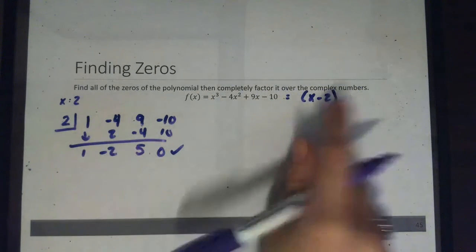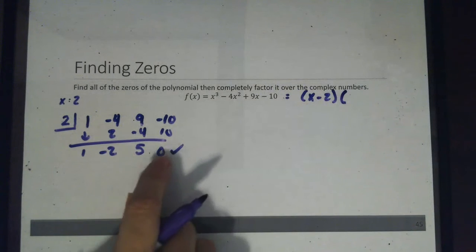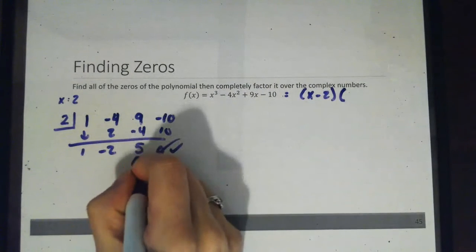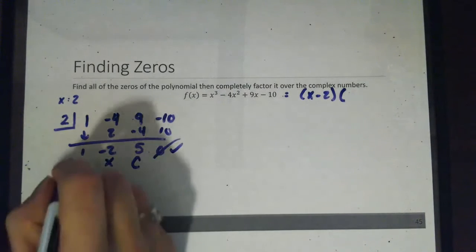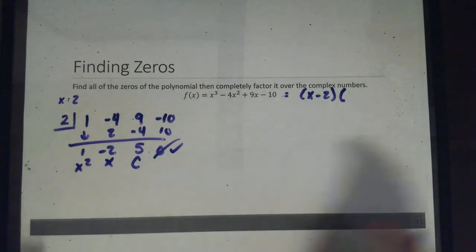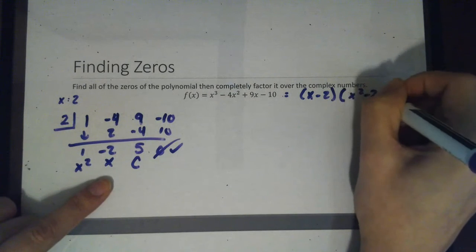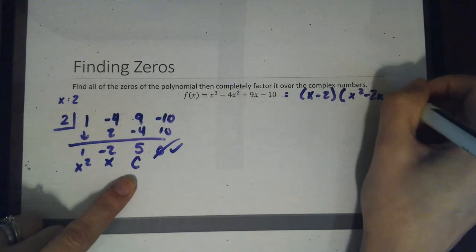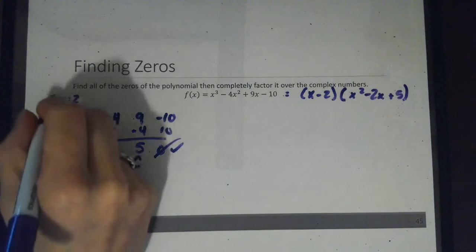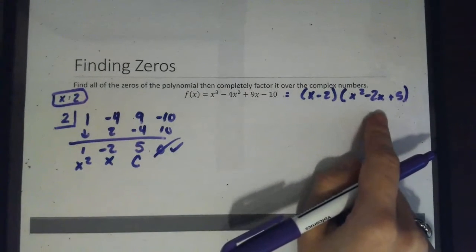When that x minus 2 is factored out, what's left comes from what I see here. The 0 is the remainder. It's gone. We don't care about that. The 5 is our constant. The negative 2 is our x term. The 1 is our x squared term. So what we have is 1x squared minus 2x plus 5. So I know that one of my zeros is x equals 2, but there's two more sitting in here. I have to find those.